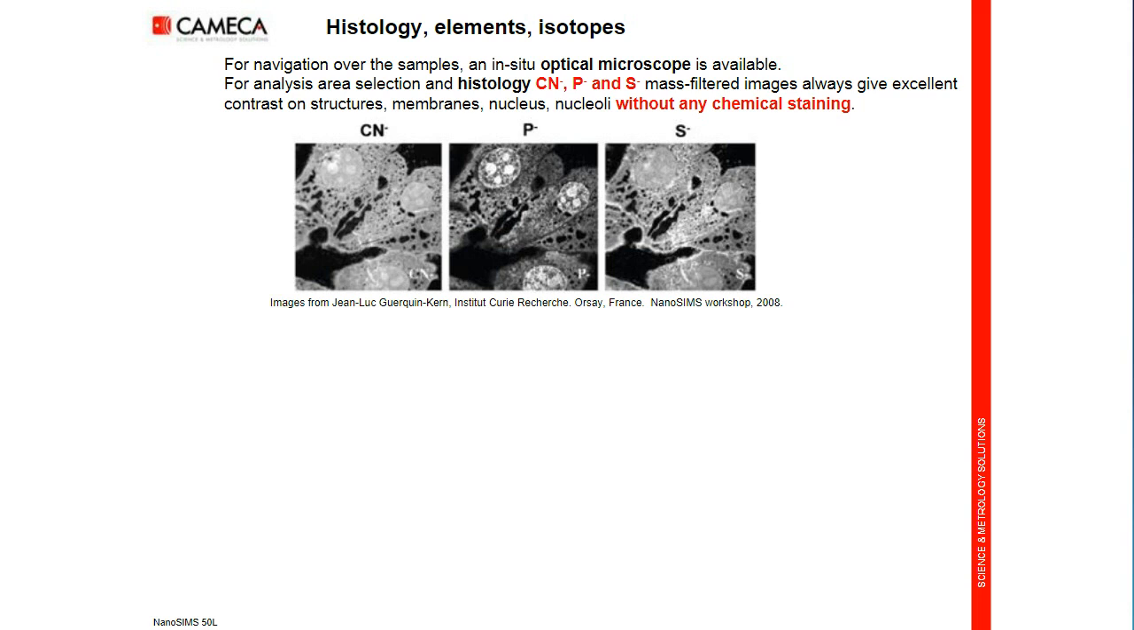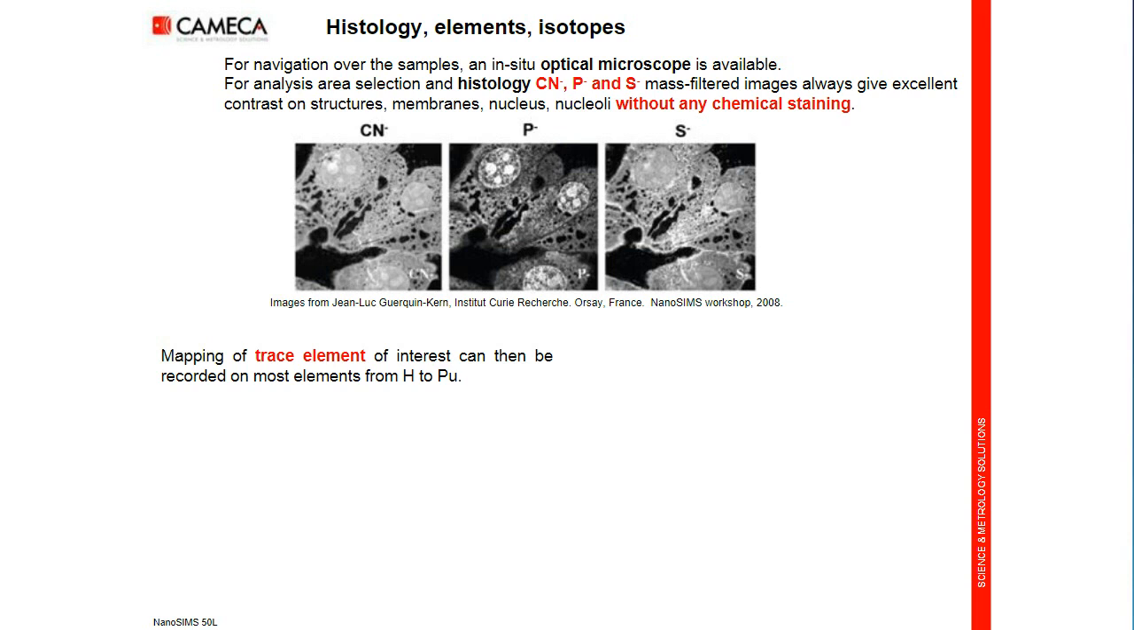If we were using an oxygen primary beam and detecting positive ions, we would use calcium, potassium, or sodium to have access to intracellular structures. So the membrane, the cells, the nucleus, nucleoli. And then it's possible, after this identification, to start mapping trace elements.